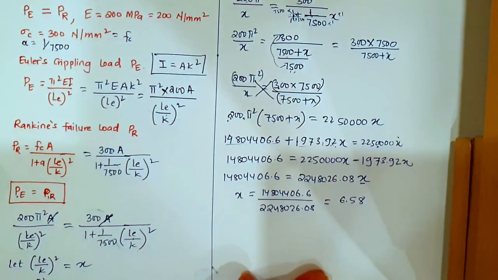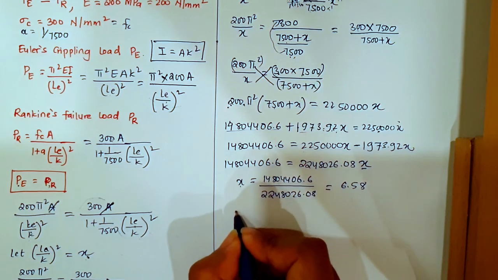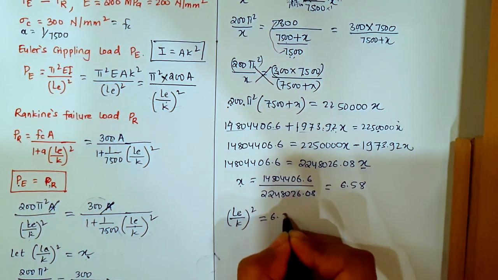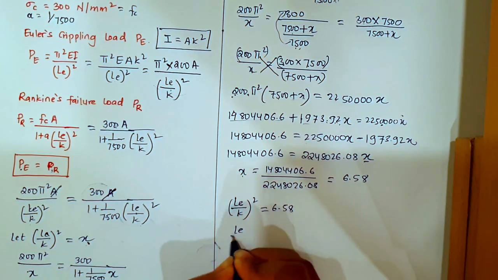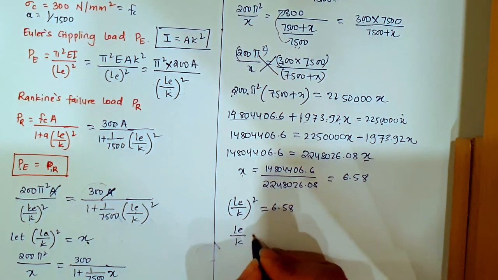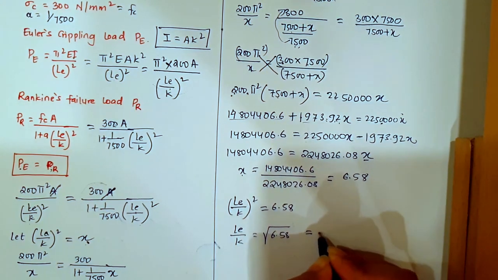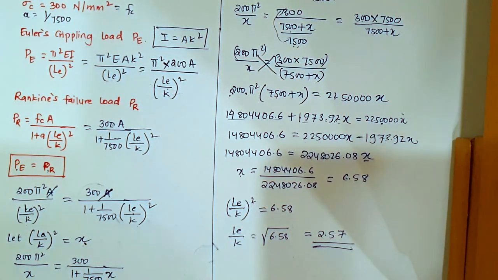Okay, now initially we replaced x with (le by k) the whole square. So if I replace this x as (le by k) the whole square, the value will be equal to 6.58, right? Now the slenderness ratio from here will be le by k. Now this square, if I send it this side, it will be root over 6.58, which will be coming equal to 2.57. So this is the slenderness ratio. Okay, so we have found the slenderness ratio also. I hope this numerical is clear.